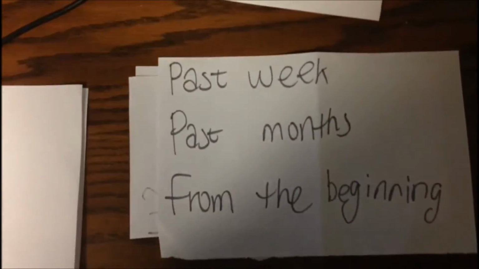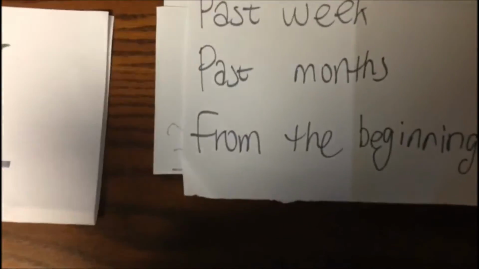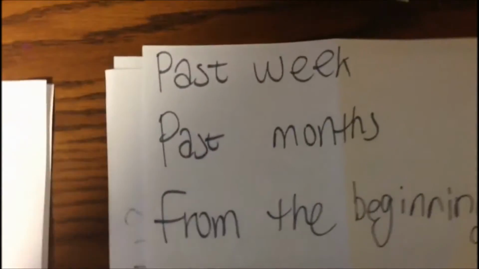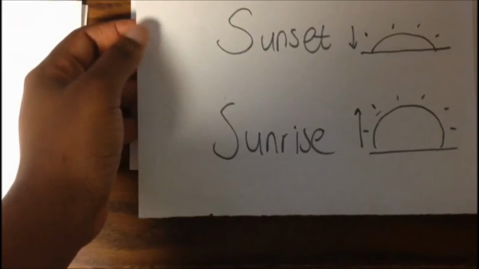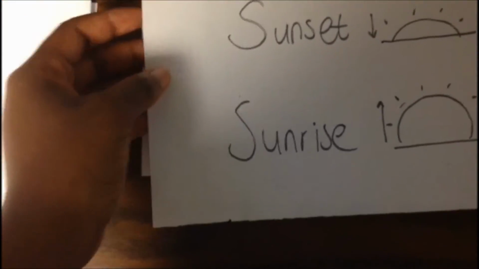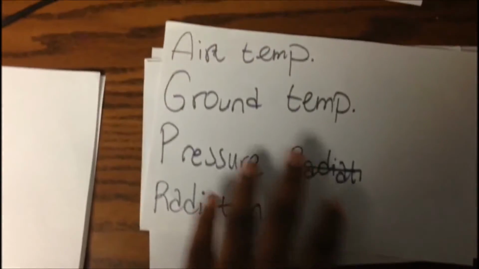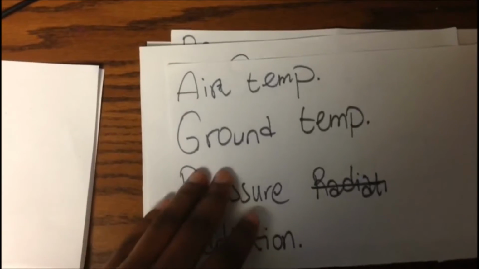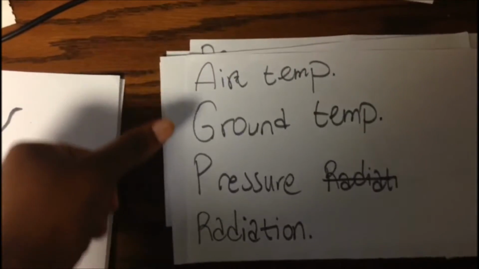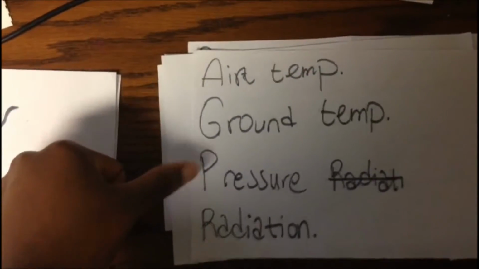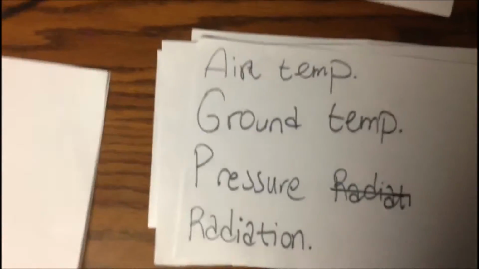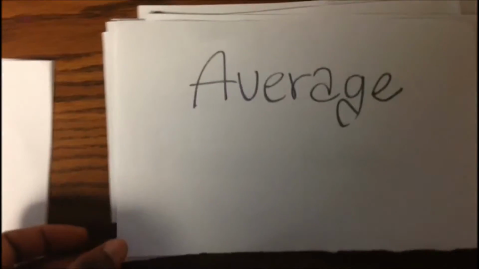And then a for loop is going to remove any missing data from the history and put it in a different matrix. And then the user has to find the time between the sunset and the sunrise from that particular history data, and then they have to find the maximum and minimum of the air temperature, ground temperature, pressure and radiation, and then find the average of these maximum and minimum values.